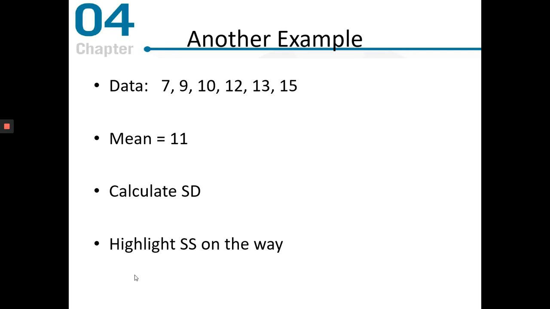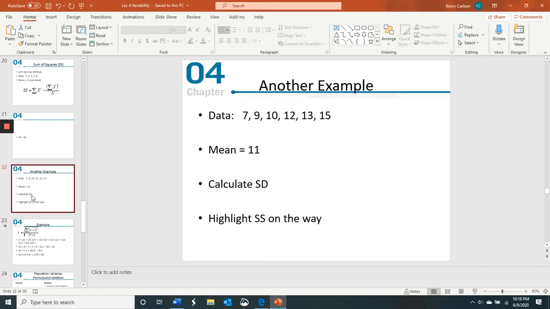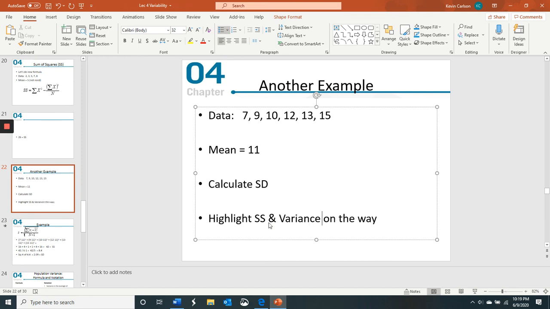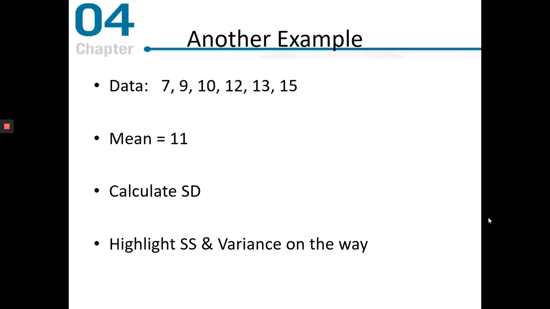Okay, so let's go ahead and do an example. So here's some data. I'm going to have you calculate the standard deviation. And I think I'm going to change this. I want to highlight the sum of squares and variance on the way. So in class, what we're going to do is I'm going to have numbers, and I'm going to give you those numbers as examples. And I want you to solve them on your own. And then I'm going to review the answers after you've solved them on your own.